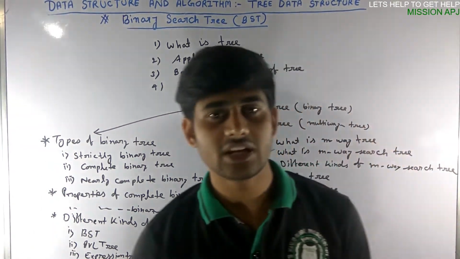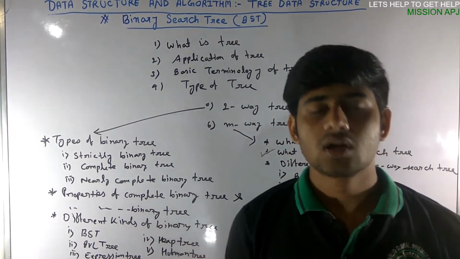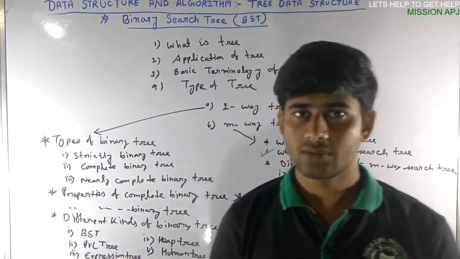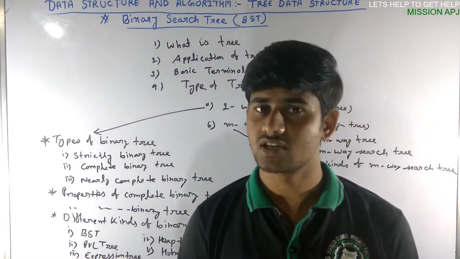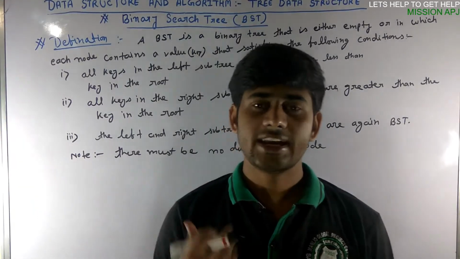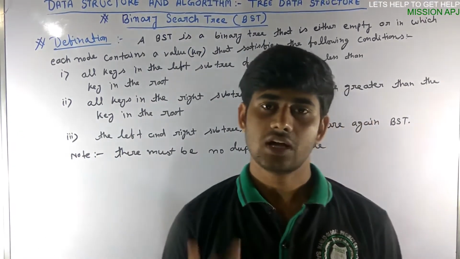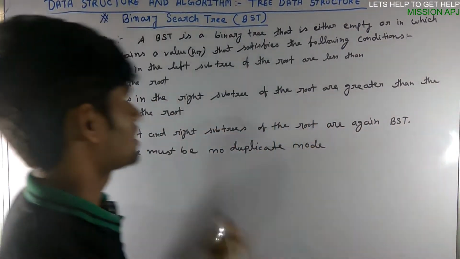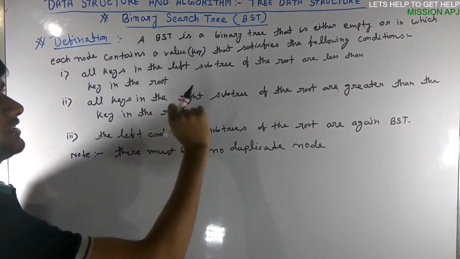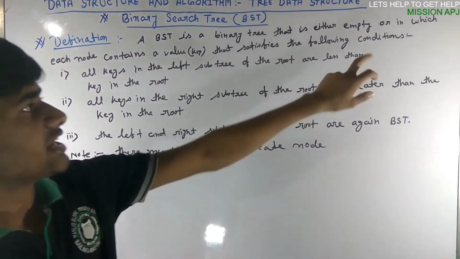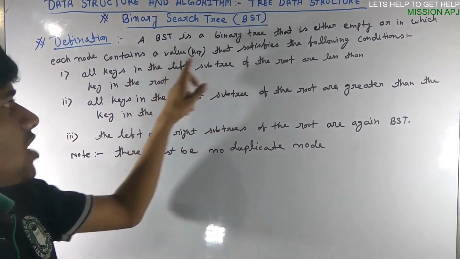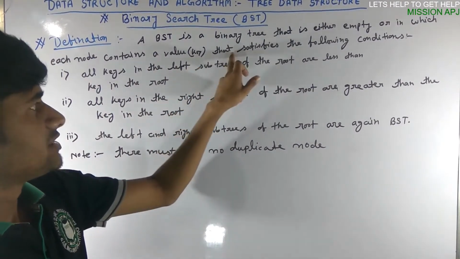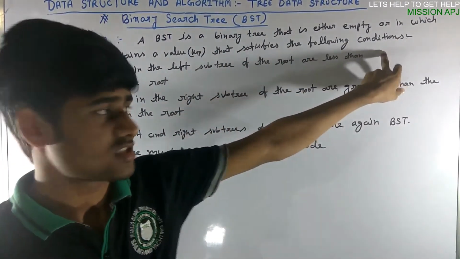Binary search tree is very important in tree data structure. So let us start by defining it first. What will be the definition of binary search tree? A binary search tree is a binary tree that is either empty or in which each node contains a value, that is key, that satisfies the following conditions.